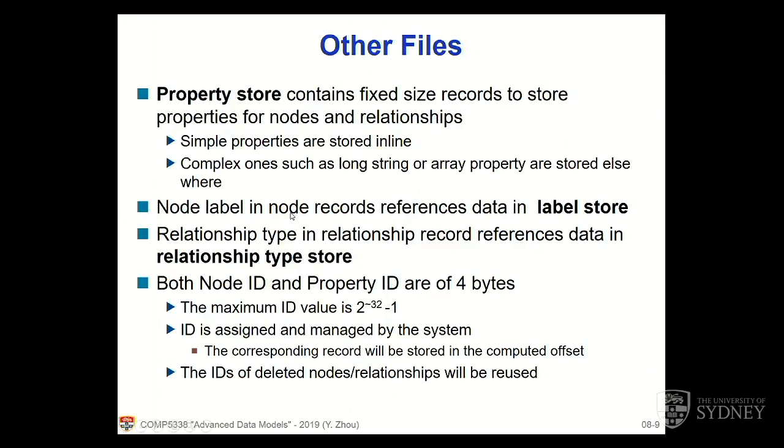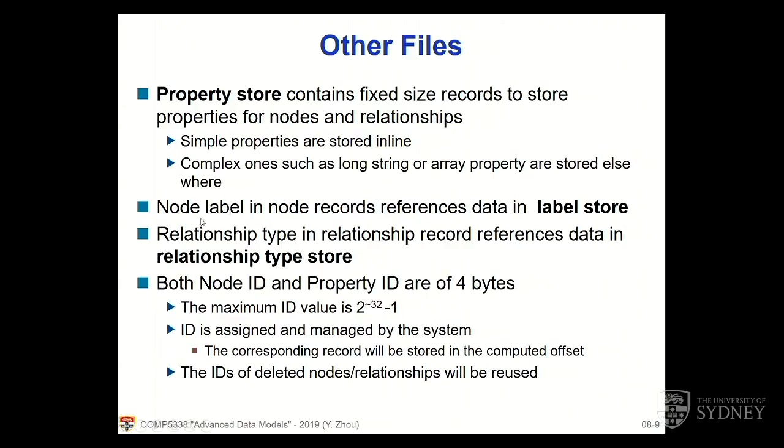And there are complex properties, right? We might have a property of string type, which is of very variable length. It could be a short string. It could be a very long string, so it's not fixed. Or we might have an array property. Again, it contains items, and it can contain a very large number of items. So that's not fixed. So all of these are stored elsewhere, again with a pointer to it.